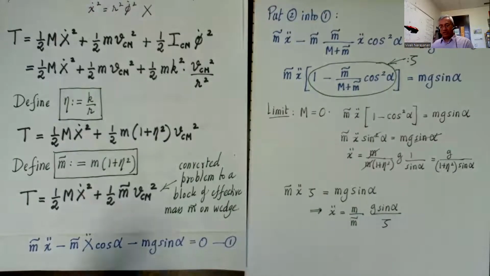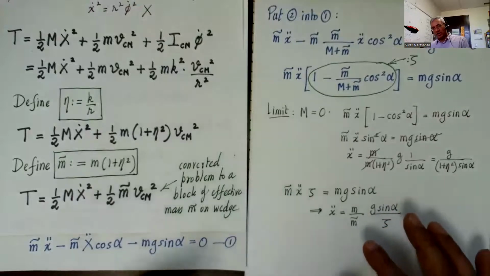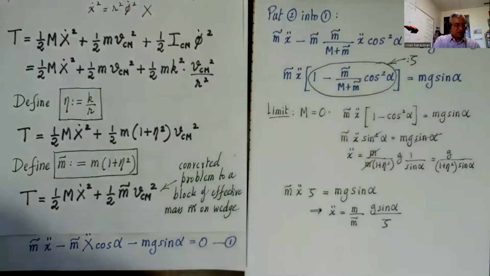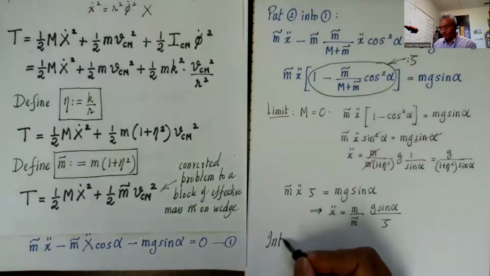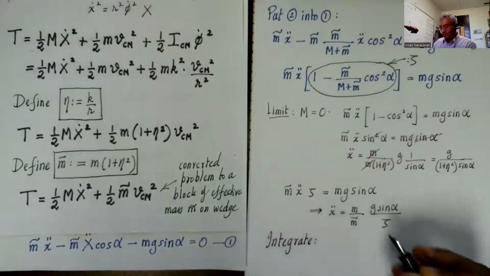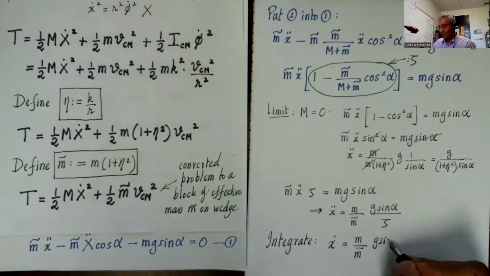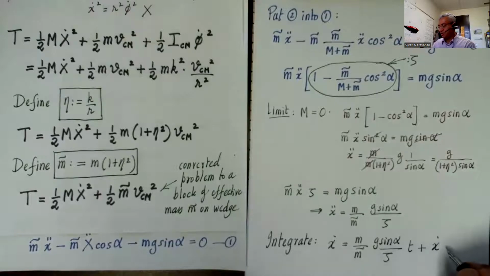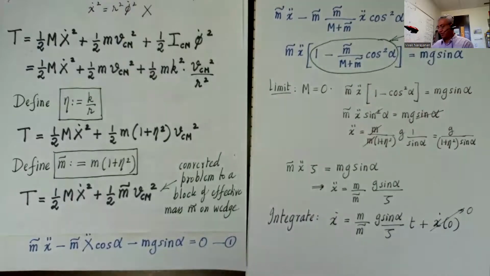So that's an important moment. We realize the right-hand side, even though it looks complicated, and we will soon write it in its full glory, is actually a constant, a complicated constant. So we can integrate it. So we integrate to get x dot equals m over m tilde g sine alpha over zeta times t plus some initial condition, which is x dot at time 0. Well, we know the velocity of the ball at time 0 is 0. So that center of mass velocity is 0. So that's taken care of.